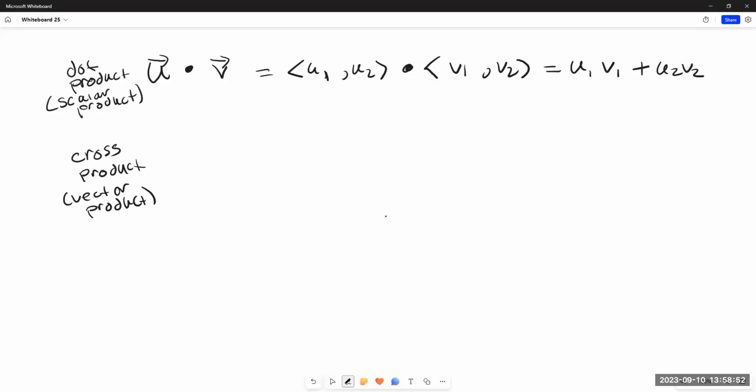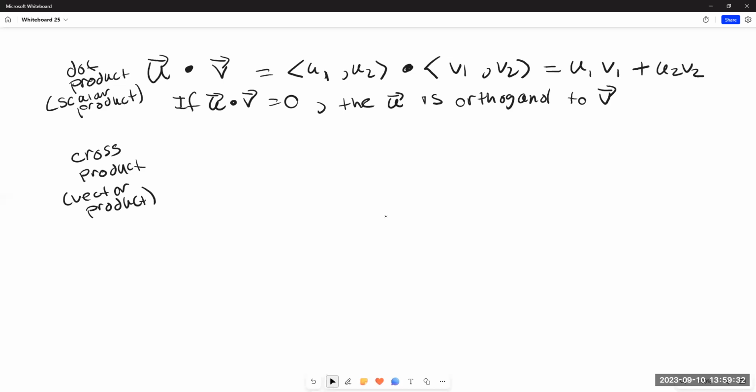And the dot product is going to be helpful to tell us when vectors are perpendicular to one another or orthogonal to one another, because if u dot v equals 0, then u is perpendicular to or orthogonal to v. They're perpendicular.